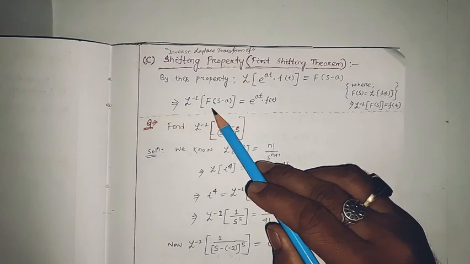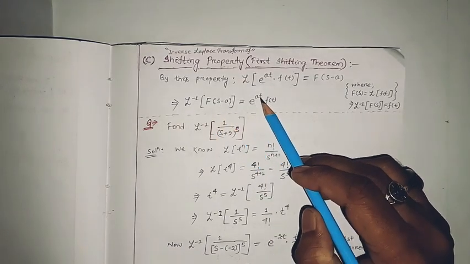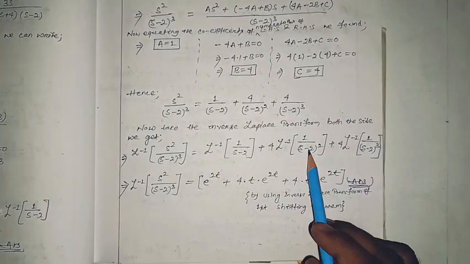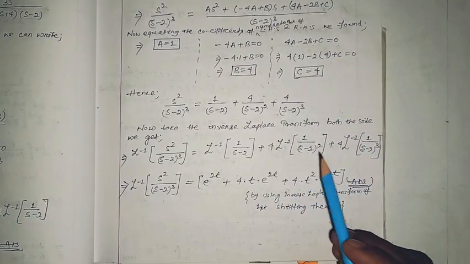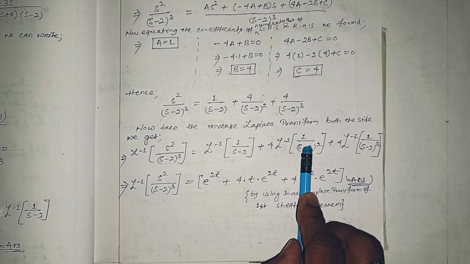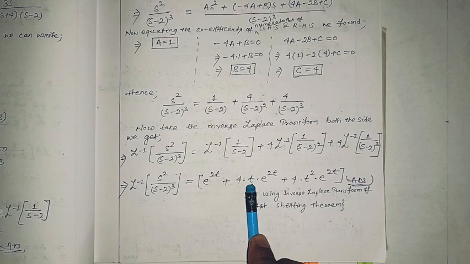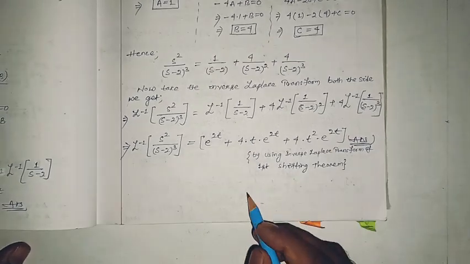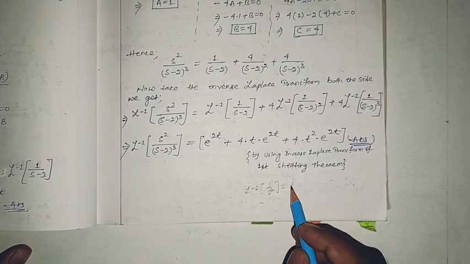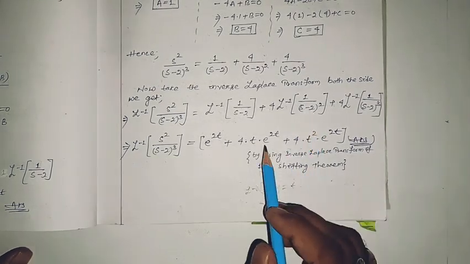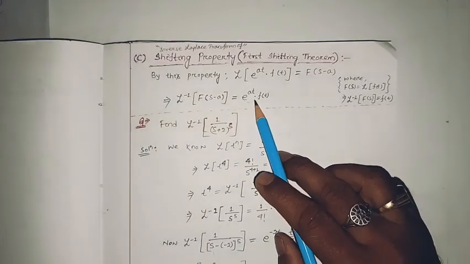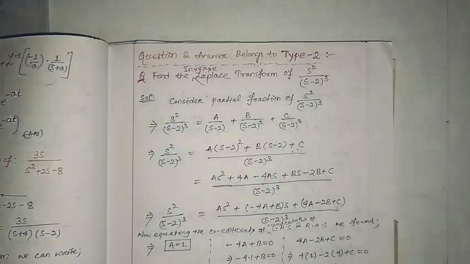That means if F of (s minus a) is there, it will be e to the power at into f of t. So if we consider this one, this is your 1 by (s minus 2) square. If it is 1 by s square, then the answer will be only t. Inverse Laplace transform of 1 by s square is nothing but only t. But as it is s minus 2, it will be e to the power 2t into t, according to the first shifting theorem.